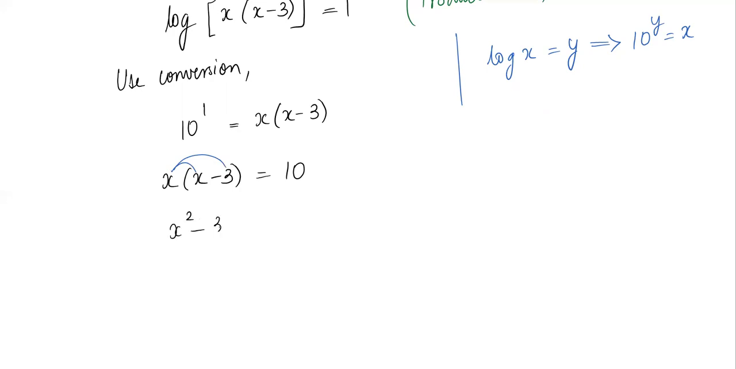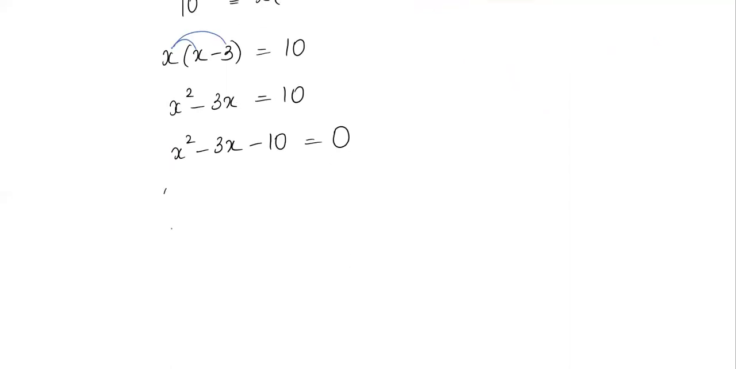Now distribute the x. x squared minus 3x equals 10. You've got a quadratic, so make sure you bring everything to the left-hand side and write it in factors, because that's how we solve quadratics. So you're going to find those two numbers whose product is negative 10 and whose sum is negative 3. You can pause at this time and figure out those two terms and come back to see if you got them right.